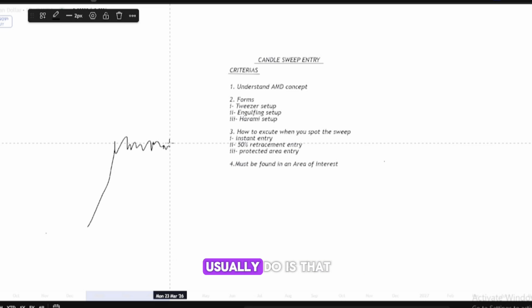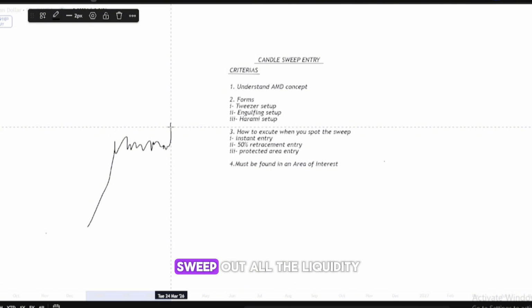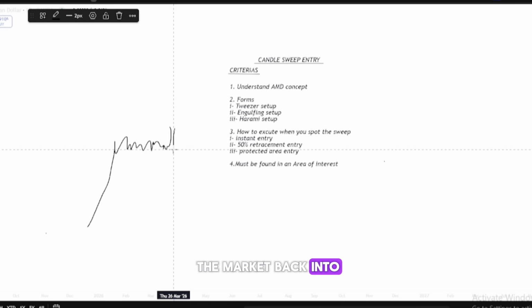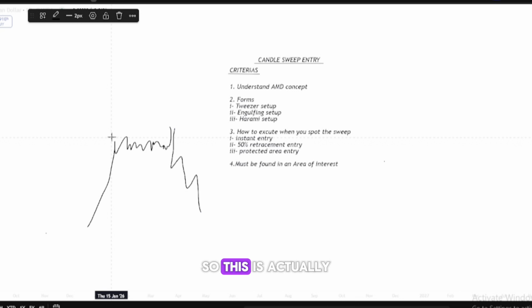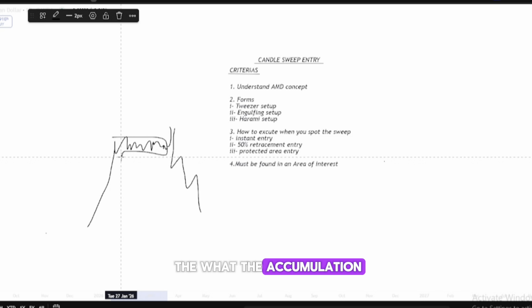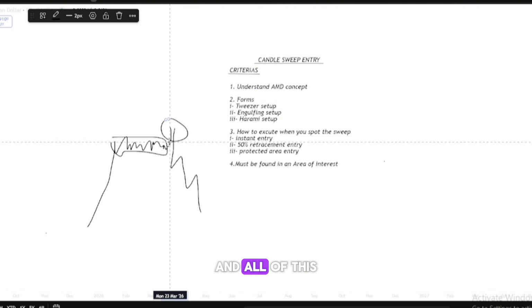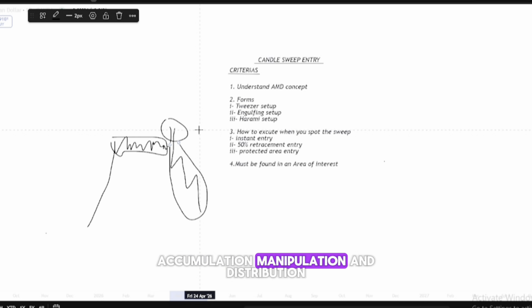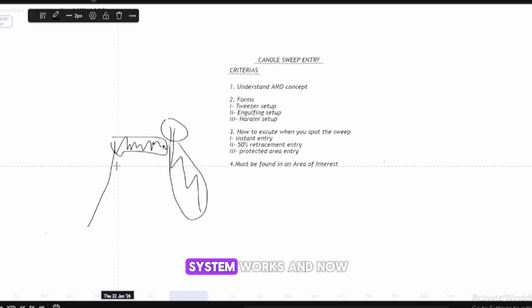Now, what these institutions usually do is that because they know that probably almost everybody knows that the market is going to drop, they're going to push the market up to sweep out all the liquidity that is stop losses around here. Then they finally drop the market back into the structure, and before you know it, we have a drop and a distribution like this. So this is actually the accumulation. Then this move to the upside is the manipulation, and all of this right here is the distribution. Right, so this is the accumulation, manipulation, and distribution. Now, this is basically how the AMD system works.